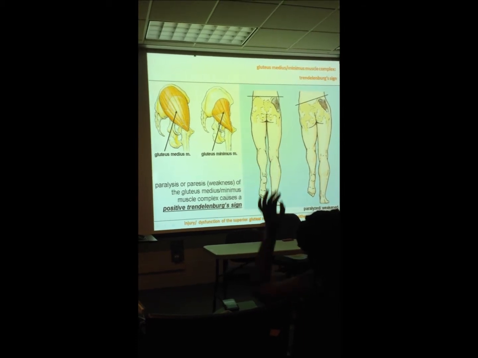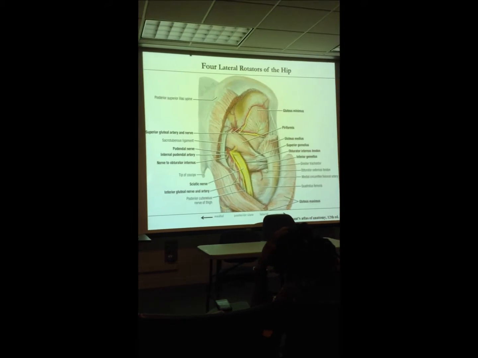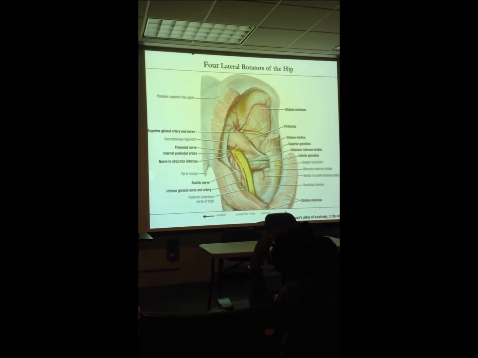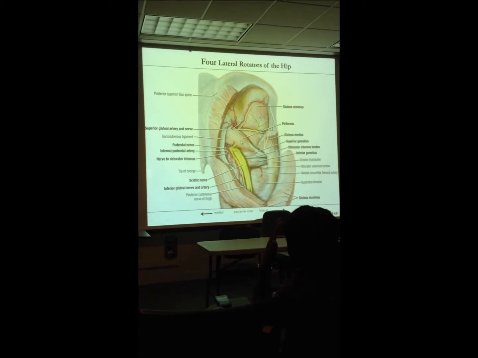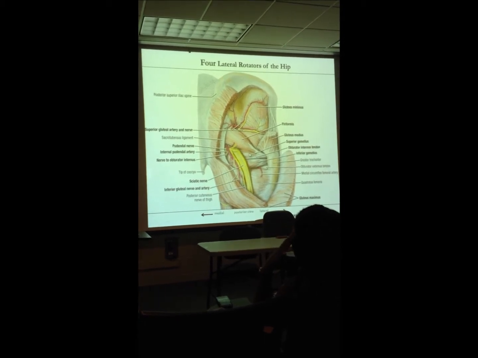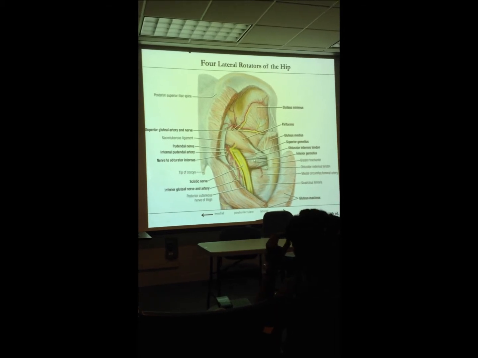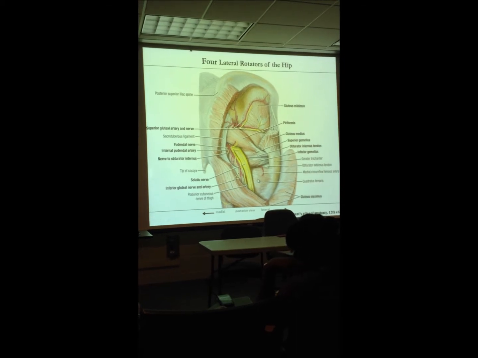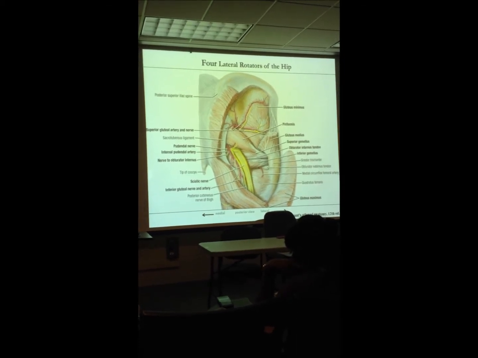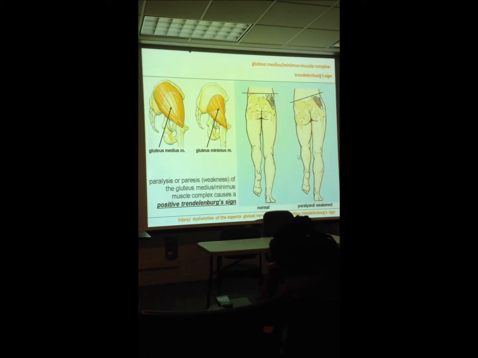Dr. Green? Yes, ma'am. I said piriformis, gemellus, obturator internus, and what's the quadratus? The first one's quadratus femoris. Yeah. Piriformis, gemelli, superior and inferior, obturator internus, and quadratus femoris. Okay? Thank you. Good.